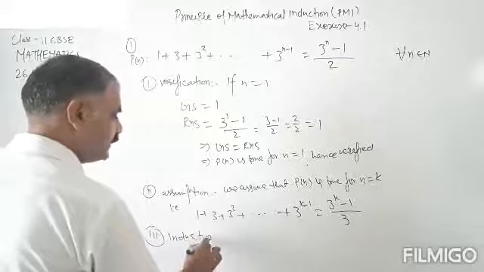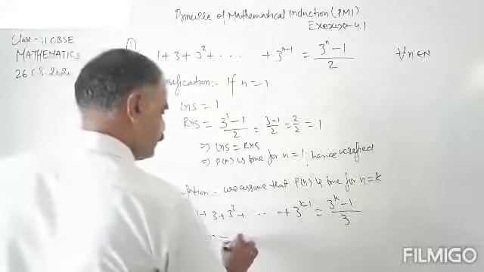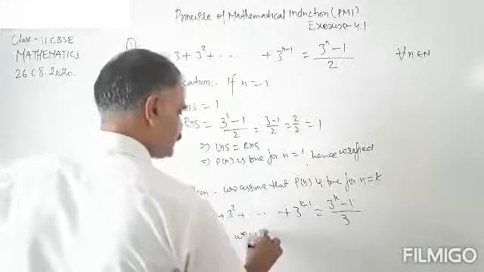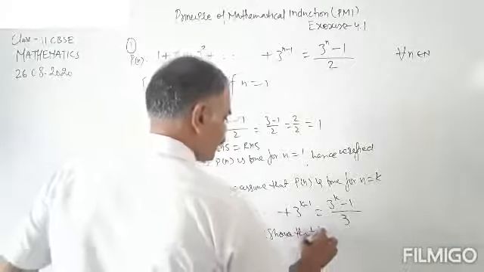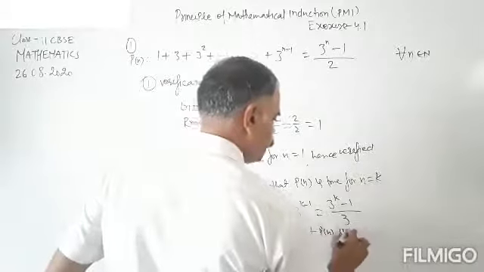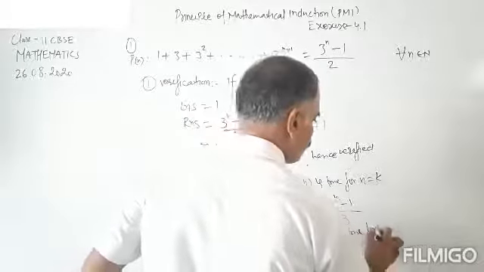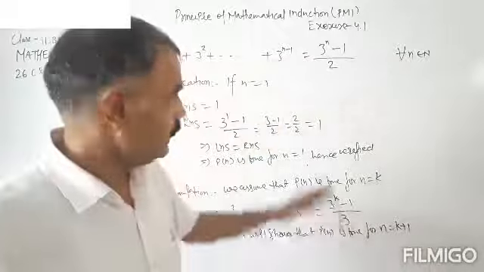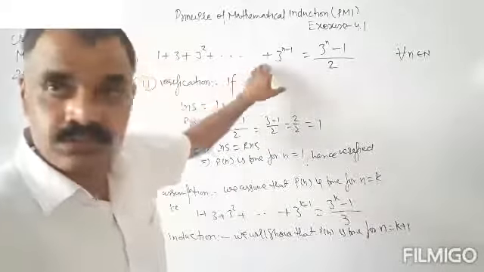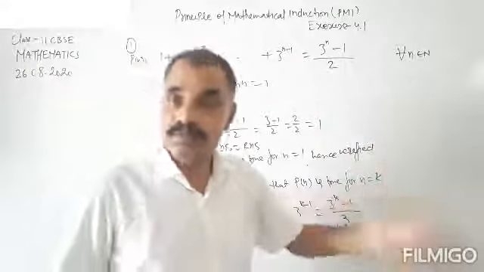Now, the third step is induction. Induction means in this step we will show that Pn is true for n equals k plus 1. It means this given statement is also true for n equals k plus 1. We will prove this.